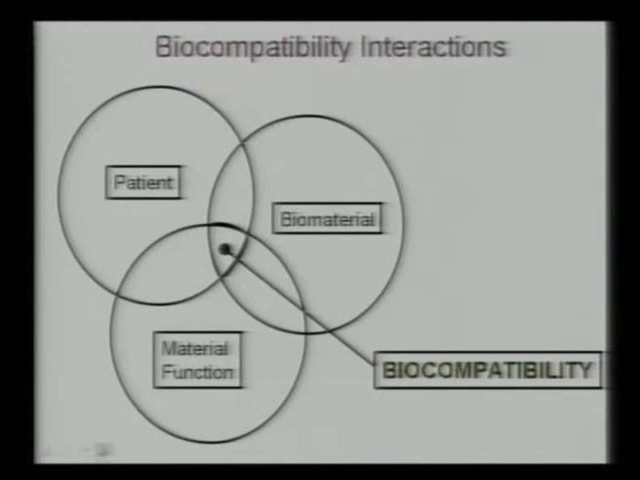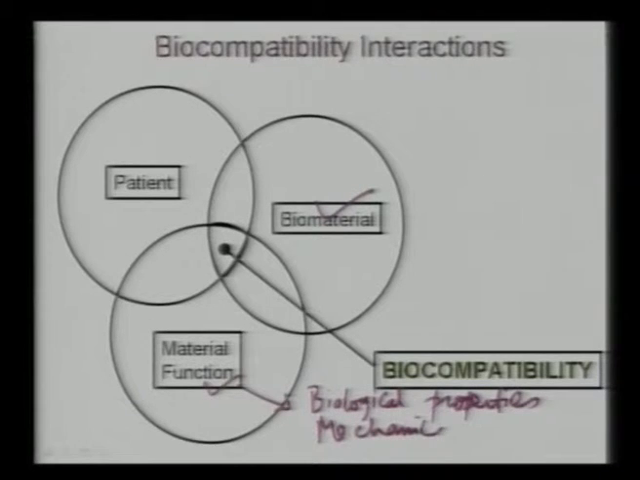Now here are the biocompatibility interactions. What I have shown here is one, your biomaterial, and the other, the material function. Material function can be two things. One is biological function, biological properties, meaning how the cells will grow on the surface or how bacteria will adhere on the surface, etc. And you have the mechanical properties also, like the elastic modulus, strength, etc.